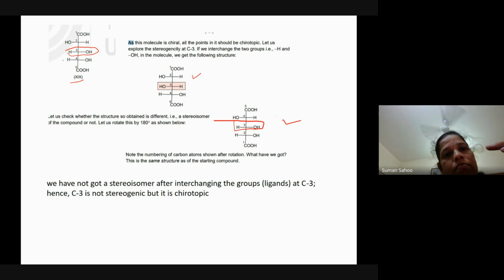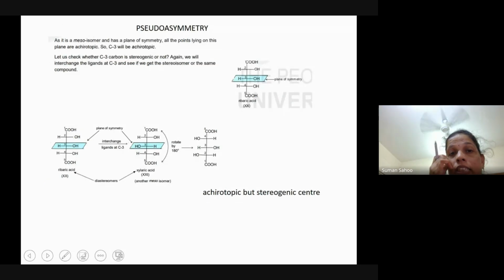There is no mirror plane of symmetry, but still it is not a stereogenic center because its interchange gives you the same structure, not a stereoisomer, but it is in a chiral environment. So carbon number 3 is actually chirotopic but not stereogenic. Okay, what is pseudo asymmetry?